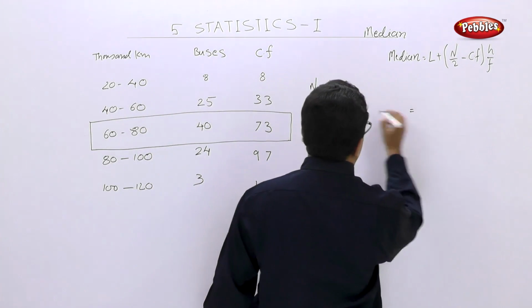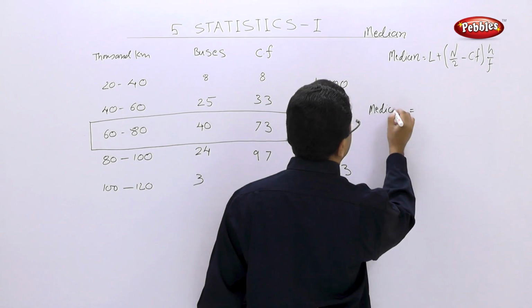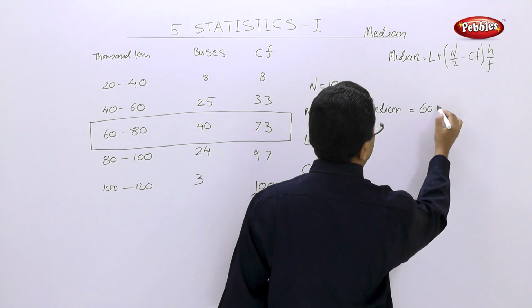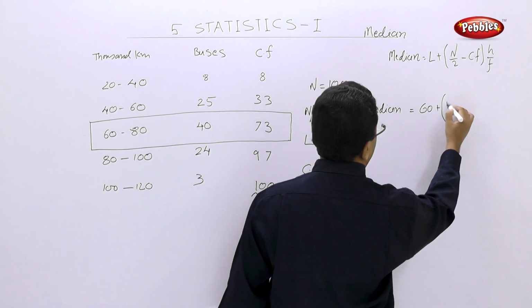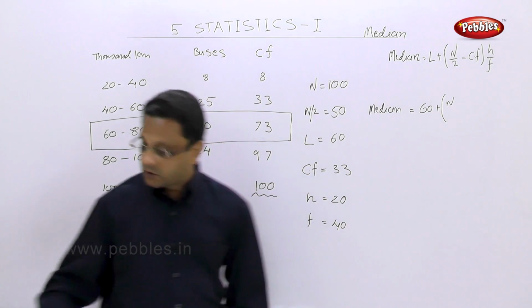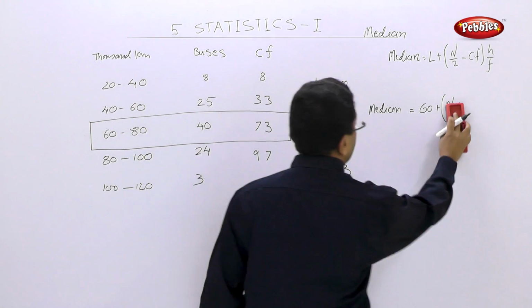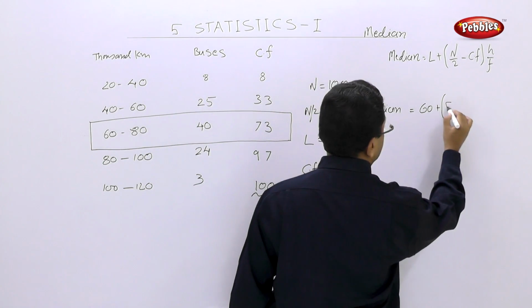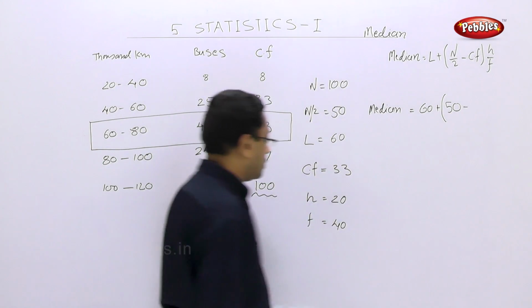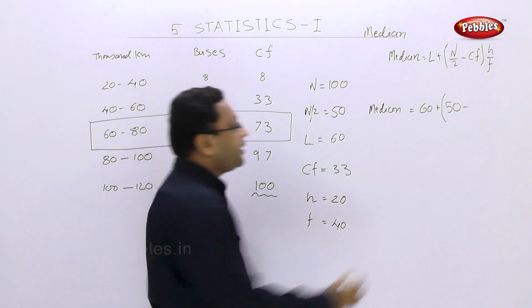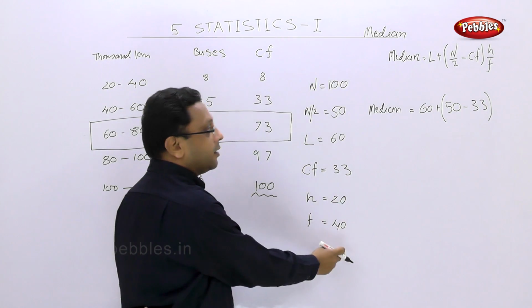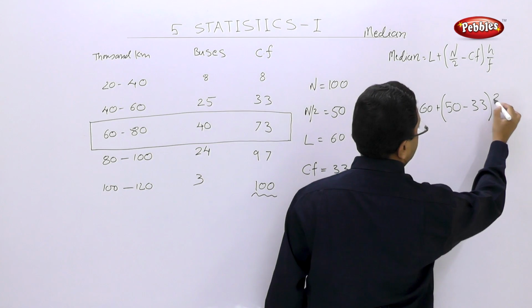So my median is L, which is 60, plus n by 2, which is 50, we have already calculated this, minus cumulative frequency 33, and H by F is 20 by 40.